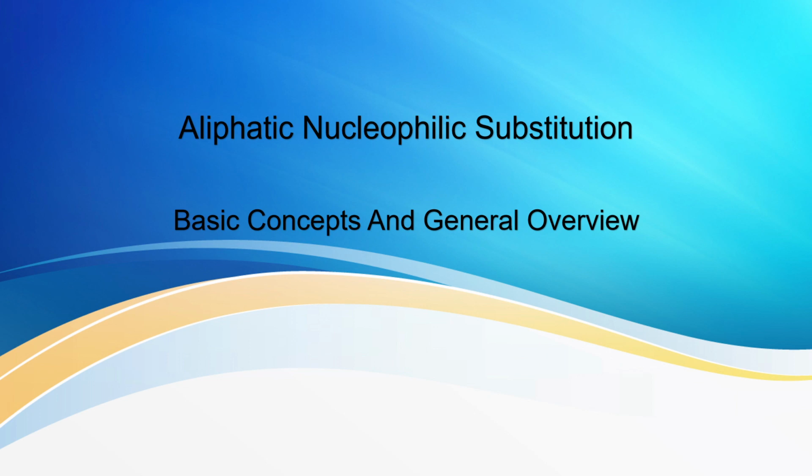Today we are going to start a series on aliphatic nucleophilic substitution reactions, in which we discuss in detail different types of mechanisms such as SN1, SN1 prime, SN2, SN2 prime, and also see their evidences, such as kinetic evidences and thermodynamic evidences. But in today's lecture we are going to see just basic concepts and a general overview of what nucleophilic substitution reactions are and the basic terms used in nucleophilic substitution reactions. So let's start.